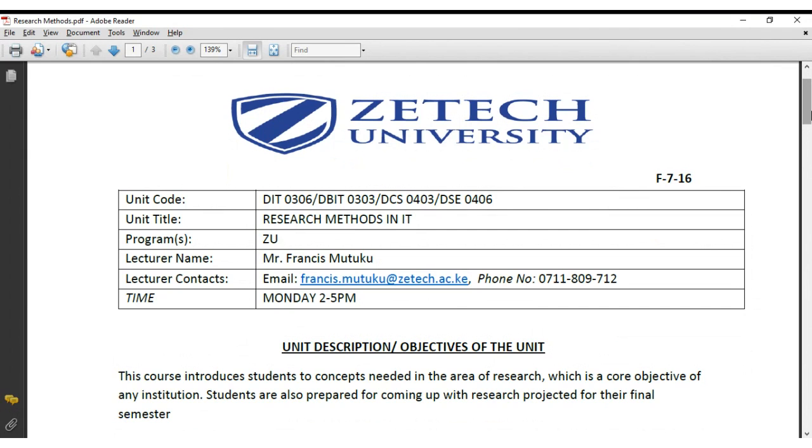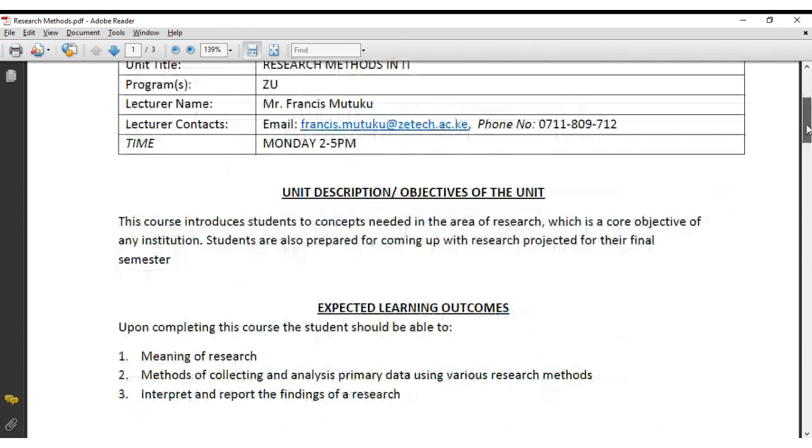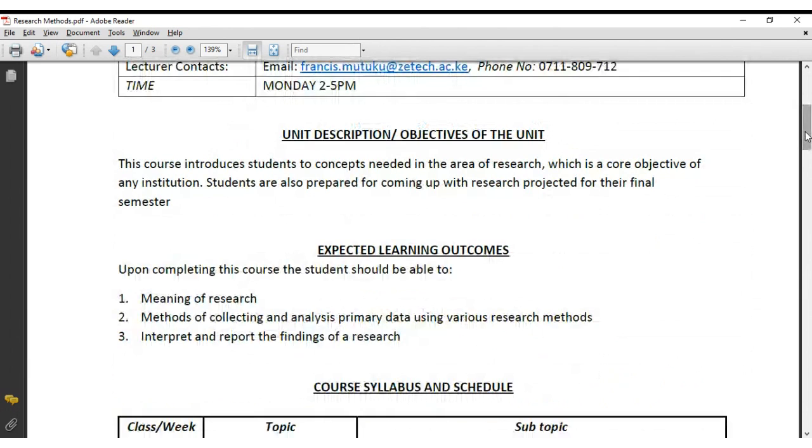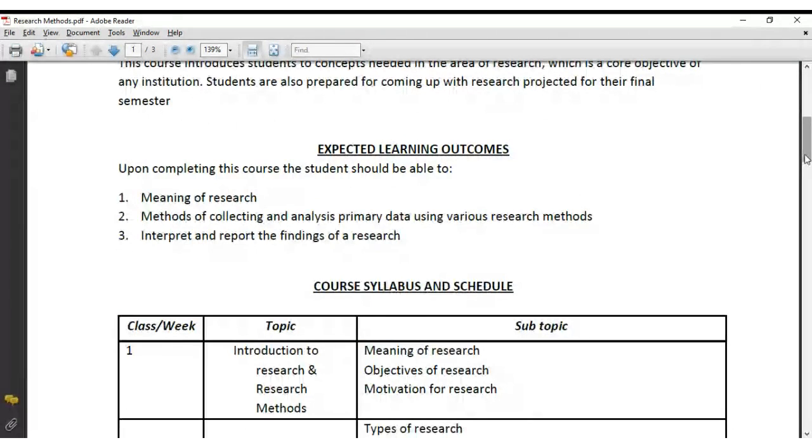Now, the unit is about research. It's for gathering data, for analysis of data, preparing research reports, and all that. So at the end of the unit, you, the learner, are going to be expected to know how to gather data, to explain the different research methods that are there, and to explain the different research processes or the stages of research.